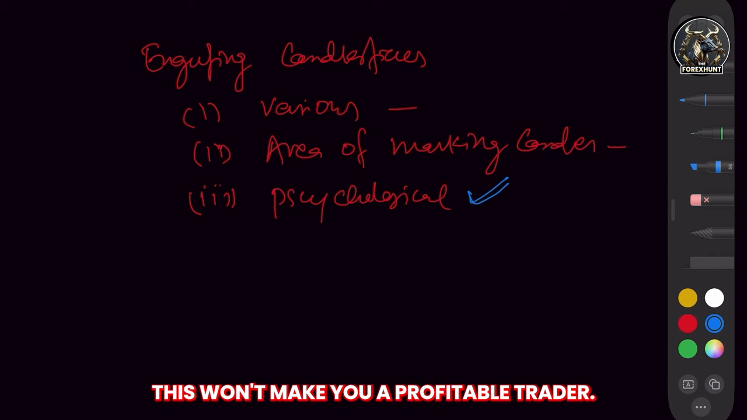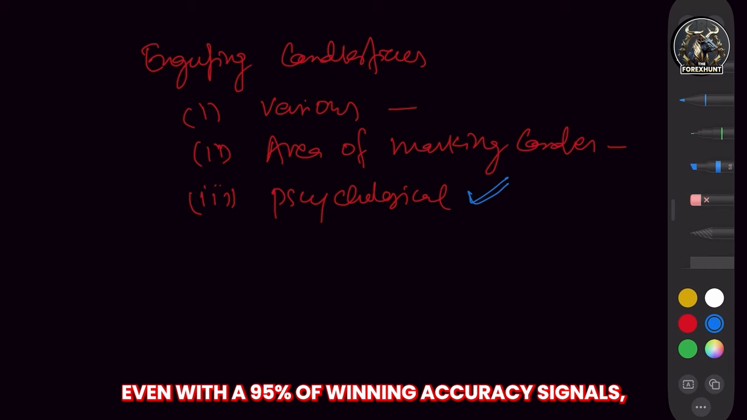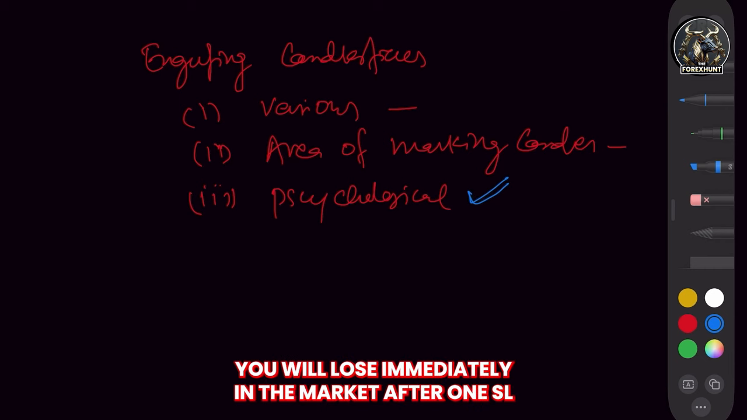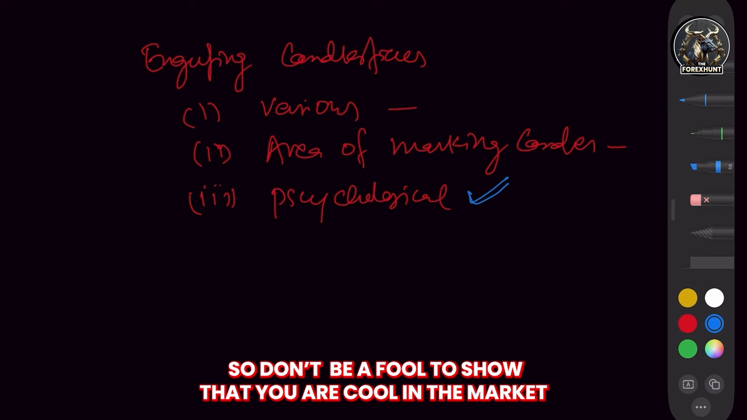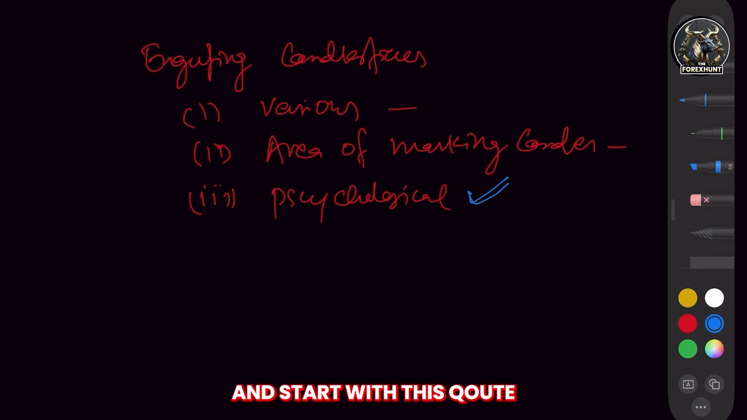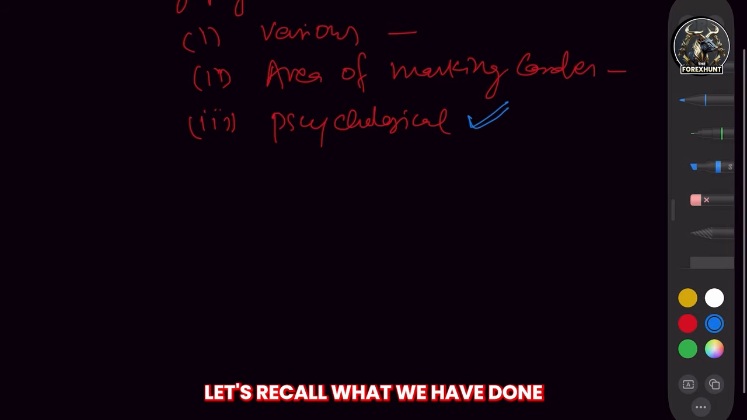This won't make you a profitable trader. Even with 95% winning accuracy signals, you will lose immediately in the market after one SL. So don't be a fool to show that you are cool in the market, and start with this quote. Let's recall what we have done.